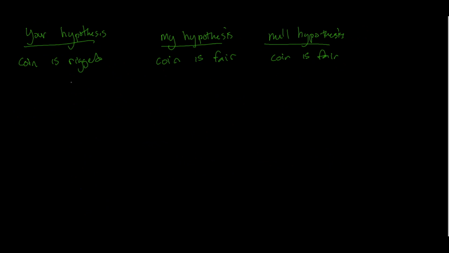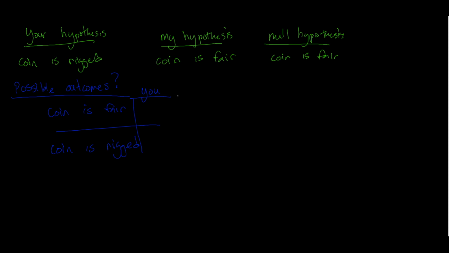So I want to talk a little bit more about this in terms of hypothesis testing. So we determined that the null hypothesis, that is what everybody assumes to be true, that the coin is fair, that's the null hypothesis. And your hypothesis is that the coin is rigged. However, I think, hey, you're crazy. You just got unlucky and the coin is fair, right? So what are the possible outcomes here? Well, one outcome was that the coin is fair. And the other one is that the coin is rigged.